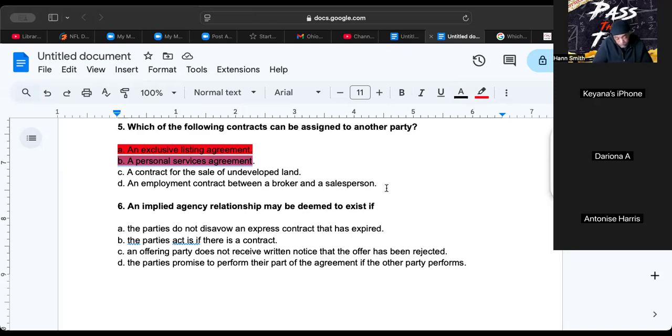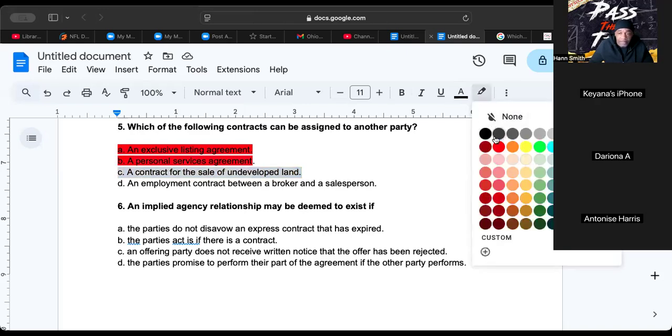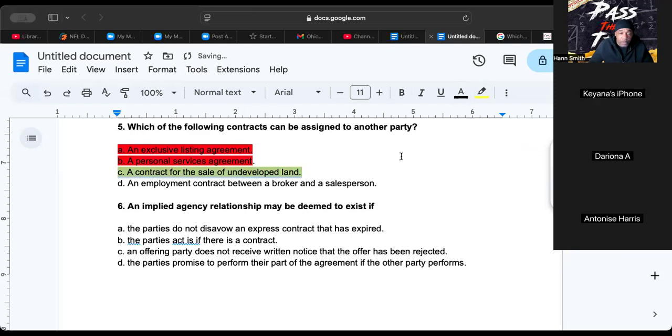I'm gonna say C. And that's correct. Because the other type of contract that I didn't even say that's not assignable is an employment contract. You can't assign this contract to a new broker. The salesperson might not want to go. So that's what they're testing. They're testing to see if you know the stipulations of assigning a contract.